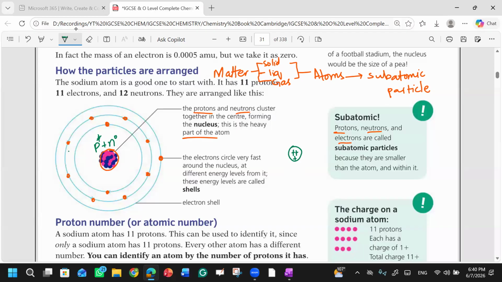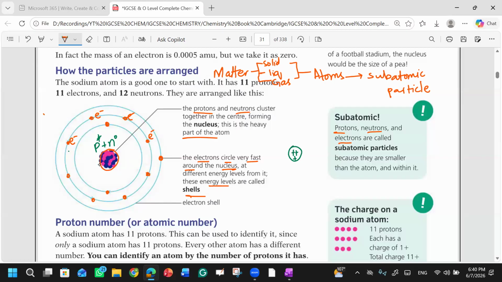And the electrons reside in the shells. The electrons reside in these shells. So this is the basic thing, how the subatomic particles are arranged in an atom. Are you clear with this? They have mentioned that the electrons circle very fast around the nucleus. They rotate around the nucleus in the shells, in different energy levels. Basically these shells have different energies, that's why we say that they have different energy levels.